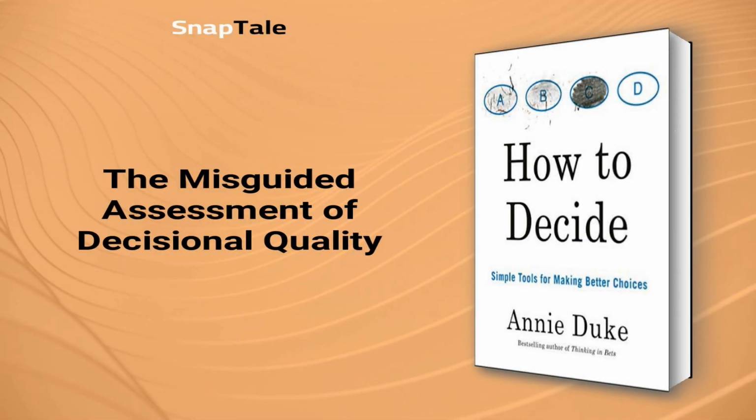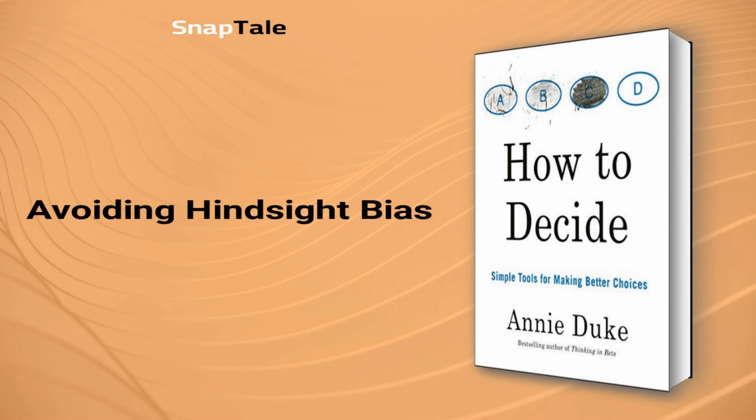The misguided assessment of decisional quality. When assessing the quality of a decision, we often rely on its outcome rather than considering the decision-making process. This resulting bias can lead to flawed decisions and hinder personal growth. Resulting ignores the role of luck and can lead to repeating the same errors, compromising our compassion for others, and blaming ourselves when outcomes don't go as expected. The key to making better decisions is to eliminate our dependence on resulting and shift our focus to evaluating the decision-making process.